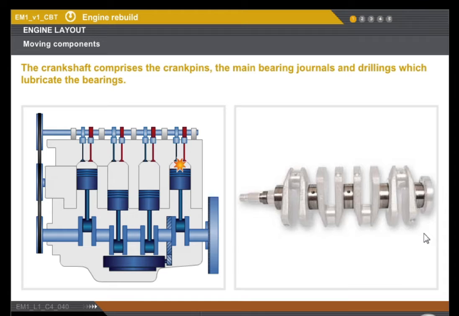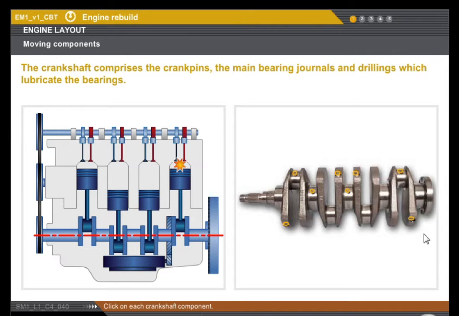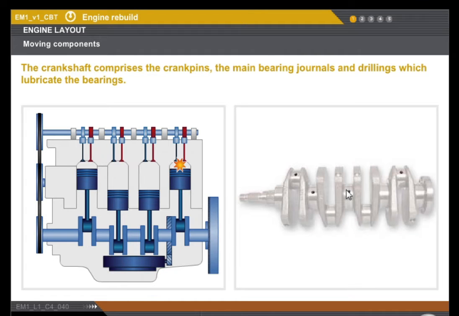The main bearing journals act as a guide during the rotation. The shaft, supported by the main bearing journals, makes up the line of the crankshaft. The main bearing journals are also subjected to mechanical treatment. The drillings lubricate the crank pin bearings and the main bearing journals.